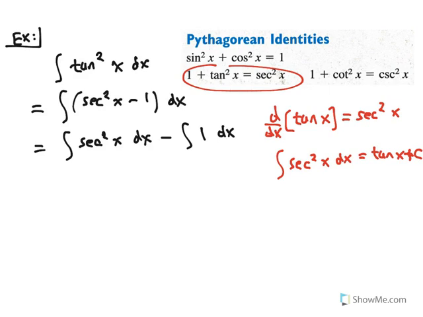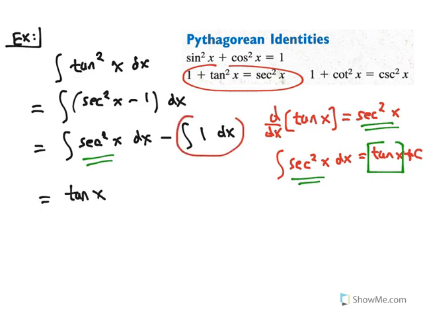And this is an easy problem if you remember that the derivative of tangent x with respect to x is secant squared x. So the indefinite integral of secant squared x with respect to x must be tangent x plus a constant of integration. So we have here tangent x, and then our indefinite integral here with respect to x would be x. So we have minus x plus a constant of integration.